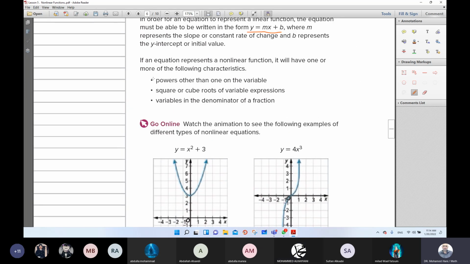As you see here, we have the first one. If you have powers, if you have square or cube roots, and if you have variables in the denominator. In the numerator, no problem. But if you have variables in the denominator, it means nonlinear. So here we have three cases: when you have in the equation powers, or square or cube roots, or a fraction where the denominator is a variable, it means the equation is not linear.